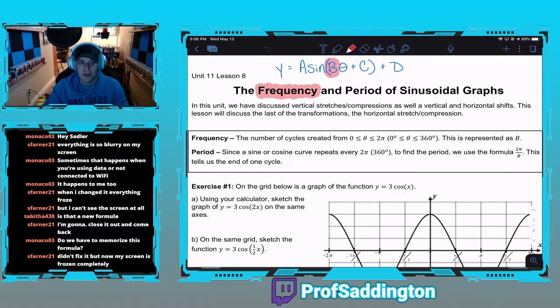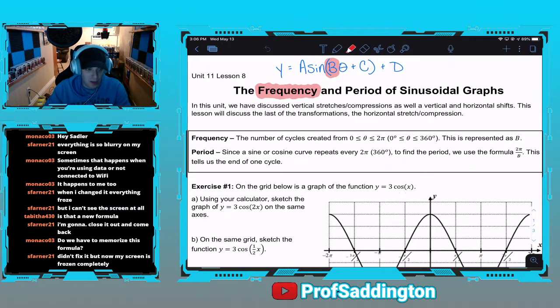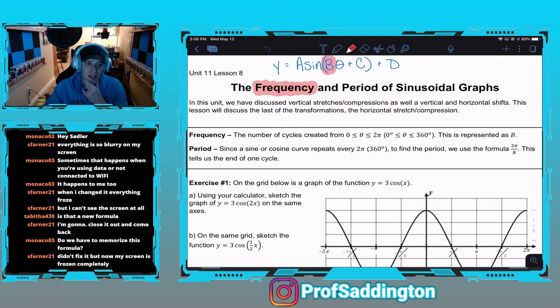Sierra, I have no idea what to do to help you out. Maybe try connecting to Wi-Fi and then disconnecting Wi-Fi. Maybe try doing that and see if that will help. Otherwise, it's something that's on your end.